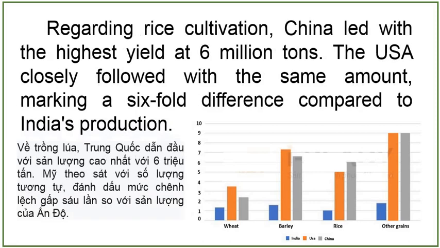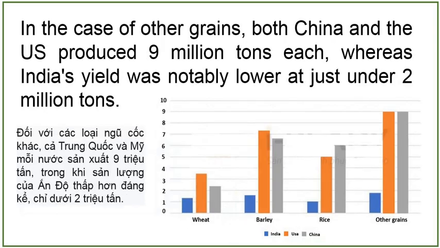Regarding rice cultivation, China led with the highest yield at 6 million tons. The USA closely followed with the same amount, marking a 6-fold difference compared to India's production. In the case of other grains, both China and the US produced 9 million tons each, whereas India's yield was notably lower at just under 2 million tons.